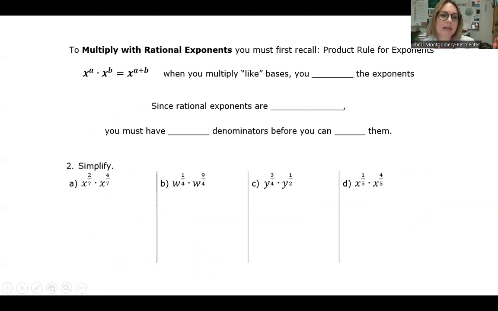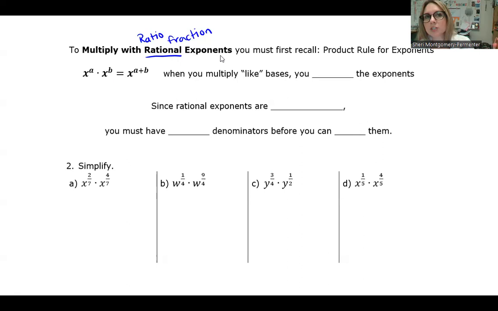For these, it says that if we want to multiply bases that have rational exponents, I want to remind you that rational is from the word ratio, and a ratio is just a fraction. It relates to things. So do you see how all of these have fraction exponents? Those are just rational exponents.